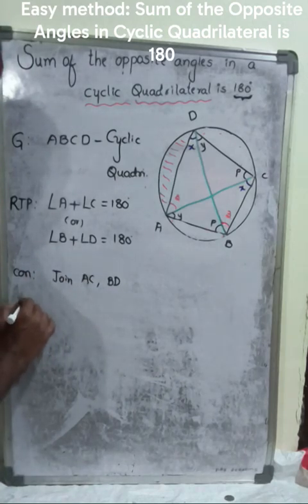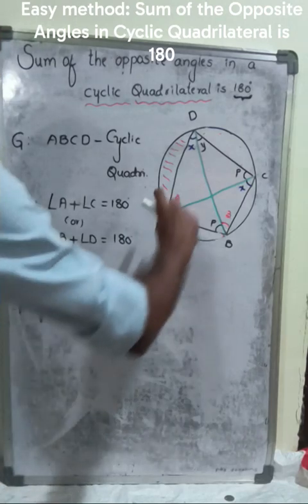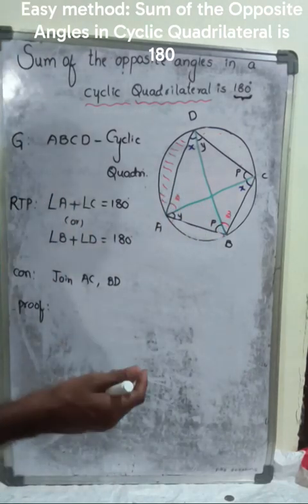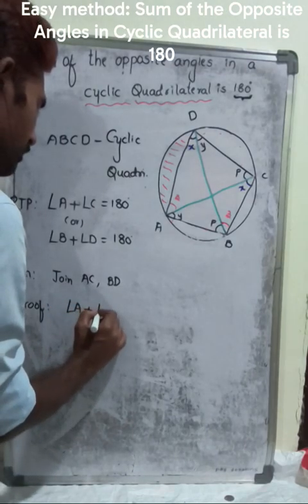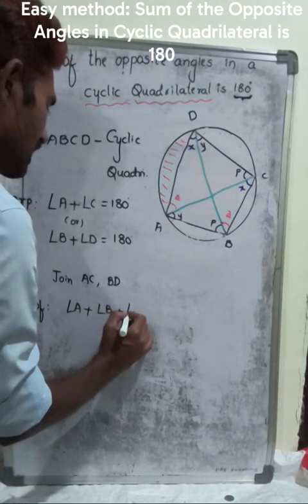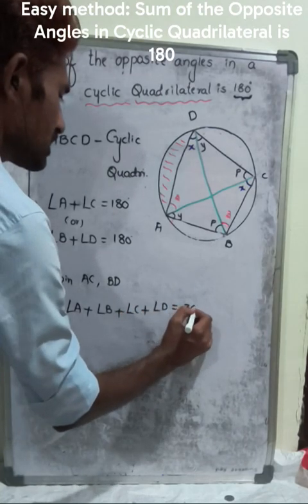Okay, so right, let's take the proof now. And how are we going to prove? We are going to prove with the help of the sum of the angles in a quadrilateral is 360 degrees. So angle A plus angle B plus angle C plus angle D is equal to 360 degrees.